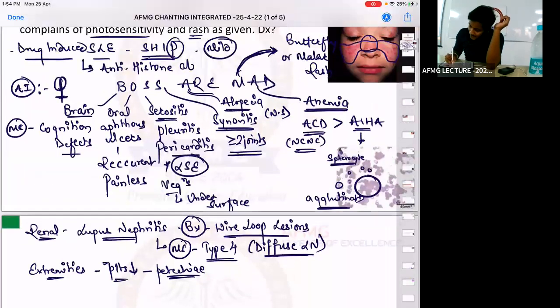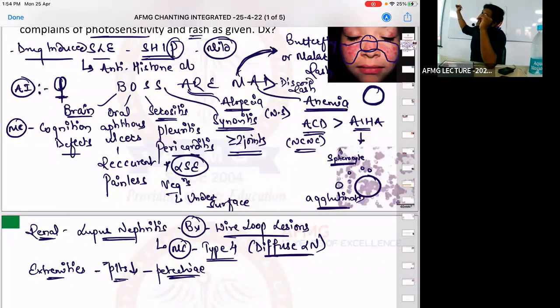And lastly, D stands for discoid rash. Discoid rash is actually a circular rash with a dark periphery and a light center. This kind of rash you have seen in an SLE patient. It is called a discoid rash. So if butterfly rash is not given, this type of rash can also be given. Both of them are photosensitive. So if it is not there, it does not mean the patient does not have SLE. You need to look also for the other features which are there, right?